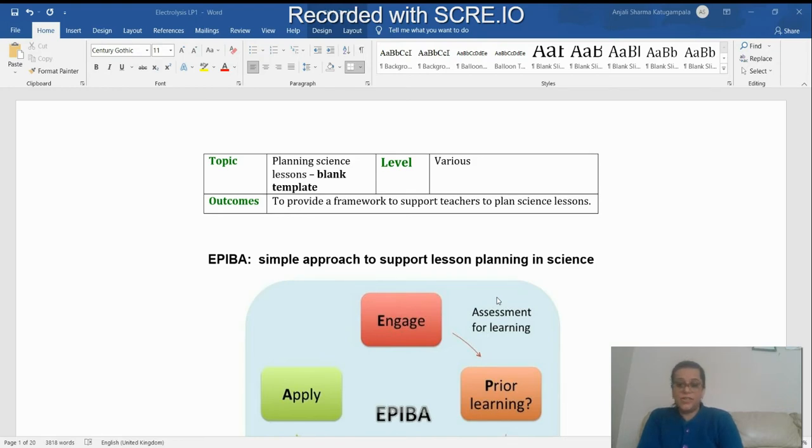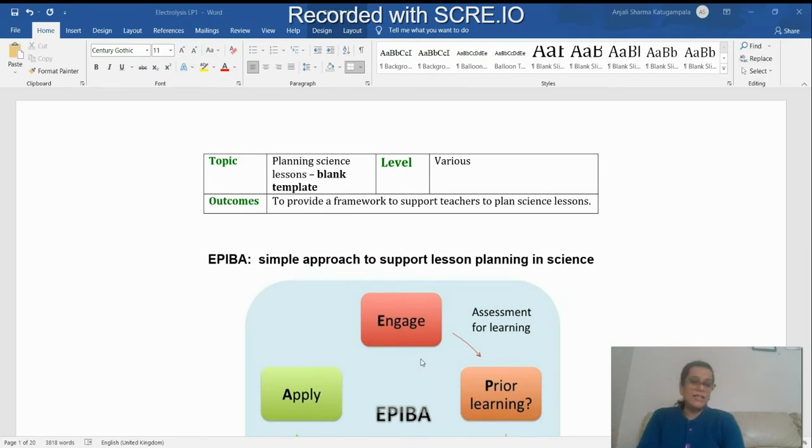And PGCE students, when they hit the floor in October or November time, this is the topic that they have to teach. And it can be quite challenging because, to be honest, the electrolysis concept is quite difficult for students to grasp, and there are so many new terms.